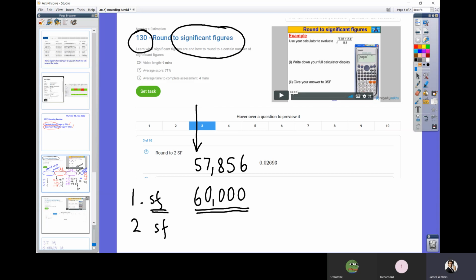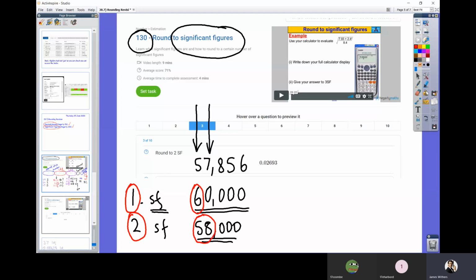Two significant figures, you have 2 digits that you're allowed. Do we round that 7 up? Yes, we do, because we've got an 8. So that answer would be 58,000. So the key bit to remember, one significant figure, one digit which is not a 0. Two significant figures, 2 digits which are not zeros.